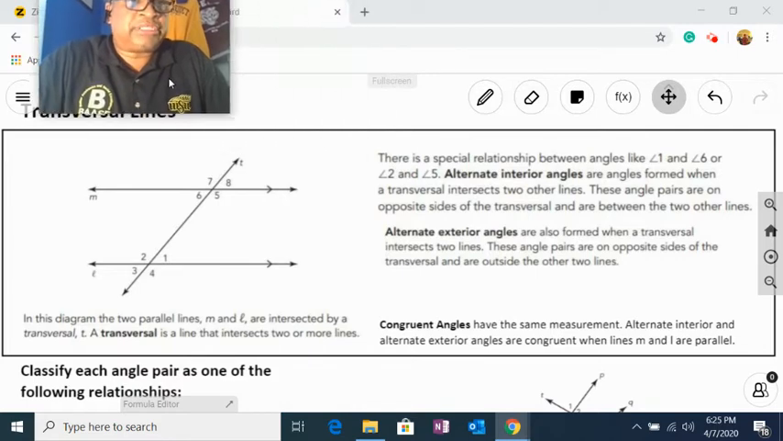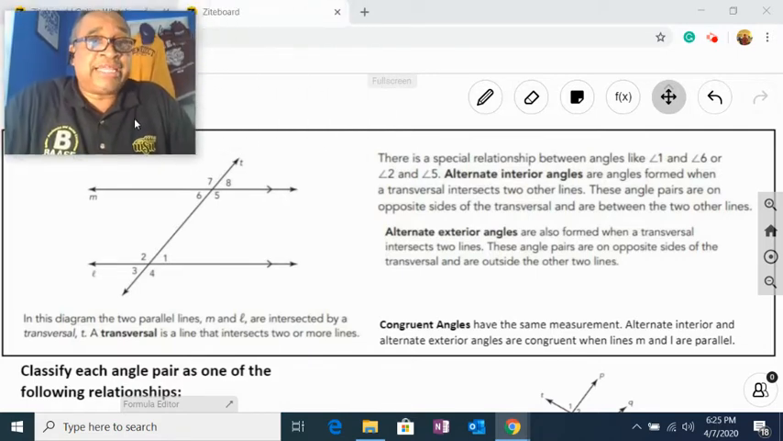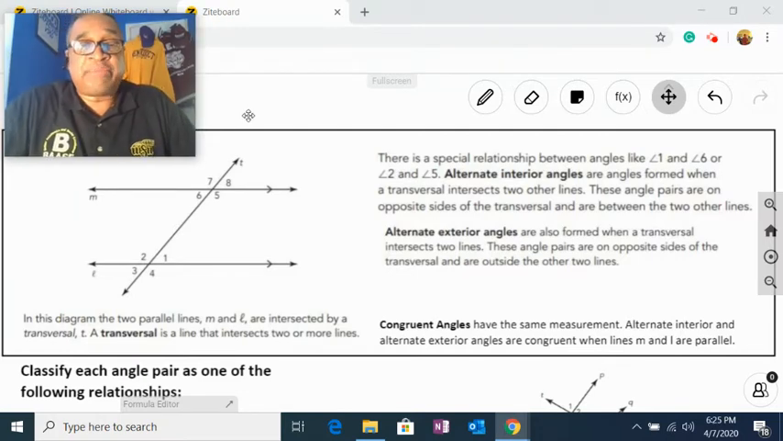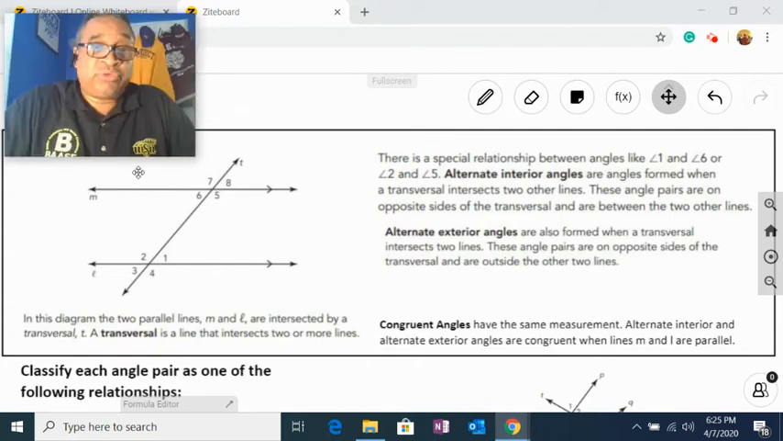Today on this lesson, we're looking at transversal lines, okay? And transversal lines is a very important topic in geometry and algebra. You'll use this over and over and over again. You'll see these two lines here, M and L, which are parallel to each other, which means because of these two markers here, they'll never cross. And this line here, T, is called a transversal, okay?